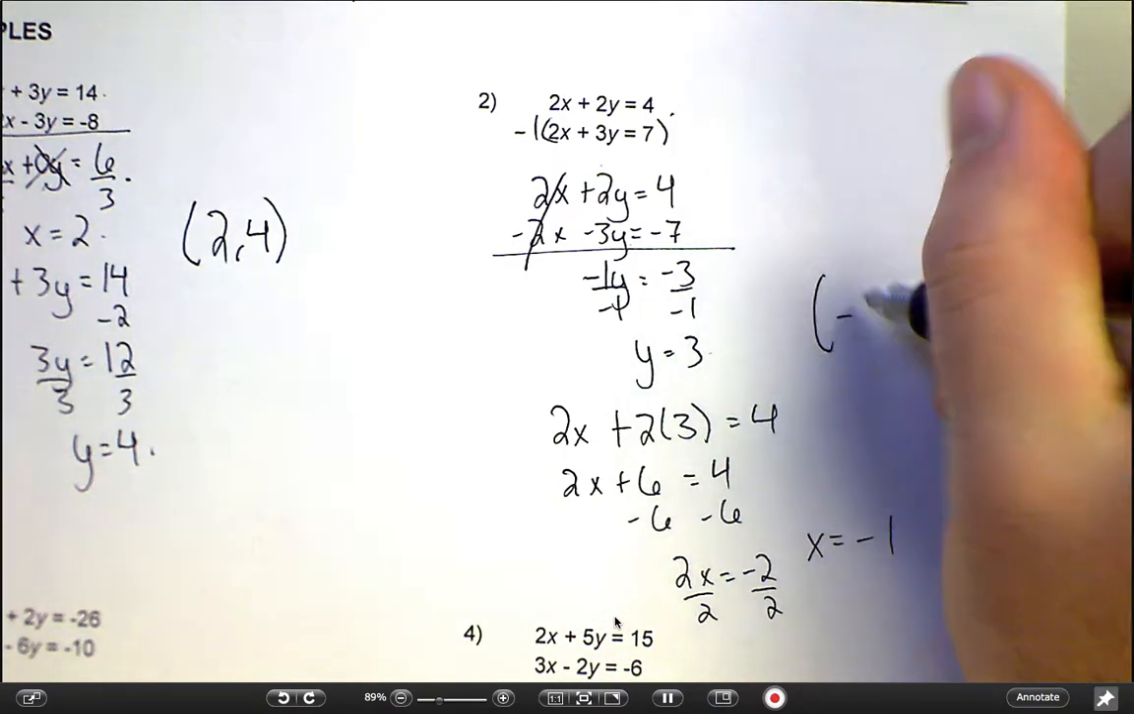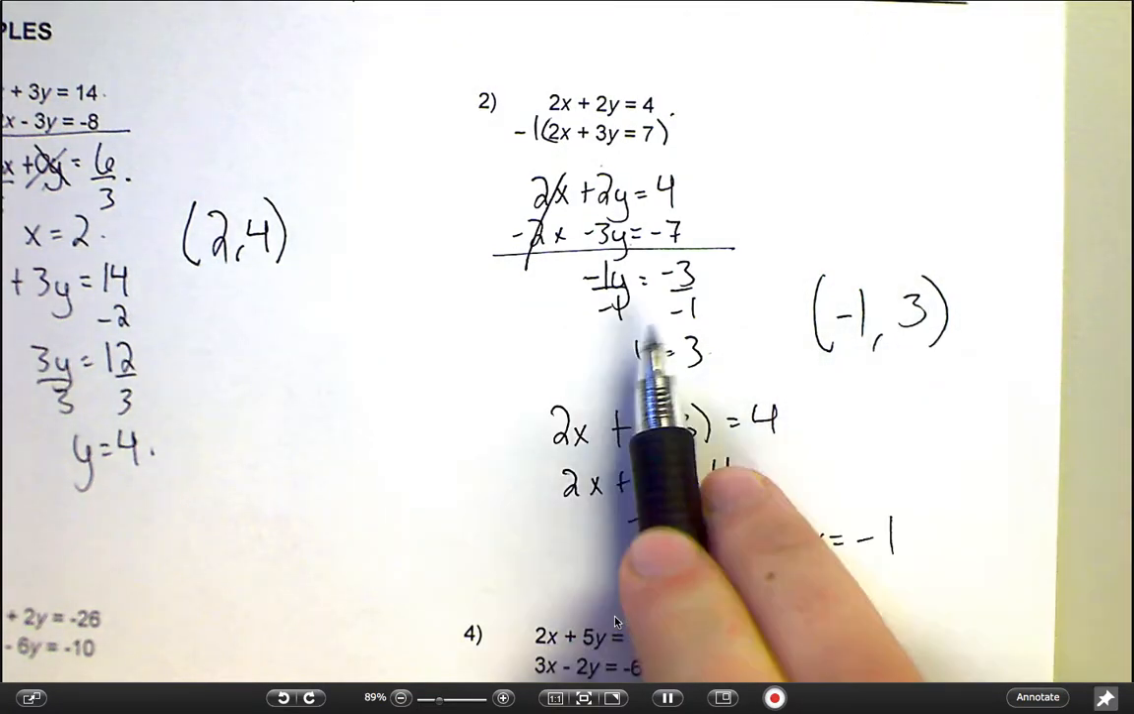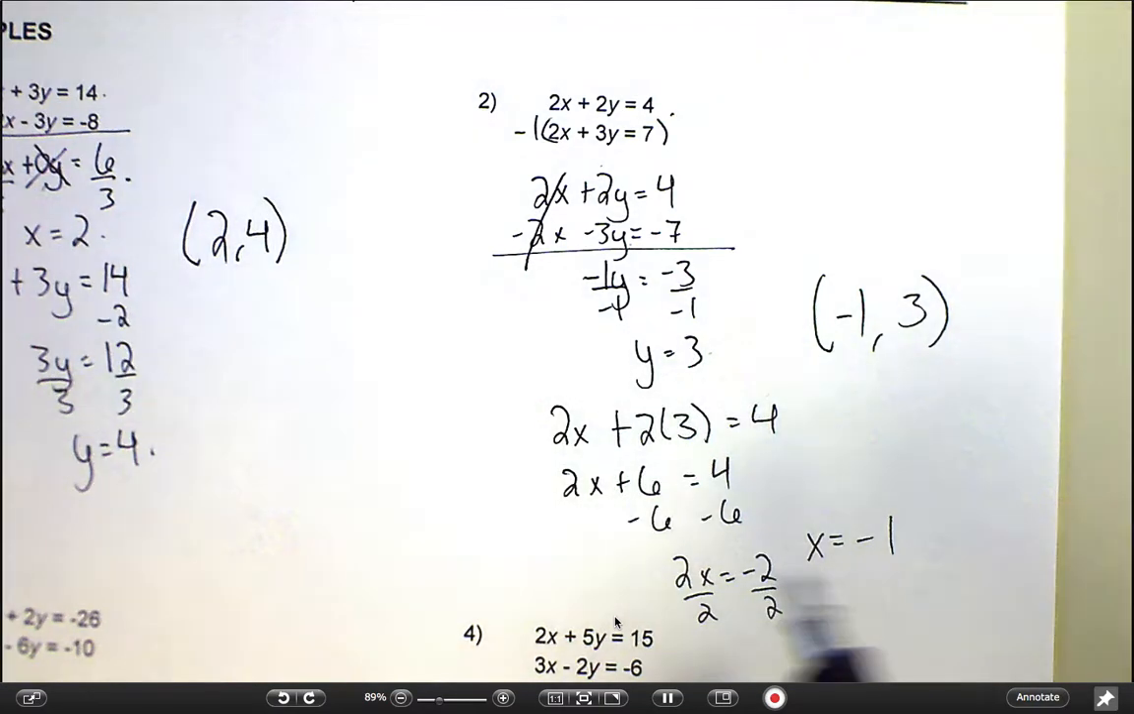If I assemble my coordinate there, be careful with the order that you put those in. X goes first, then our y. Doesn't matter what order we found them in, x is always first. So negative 1 comma 3.